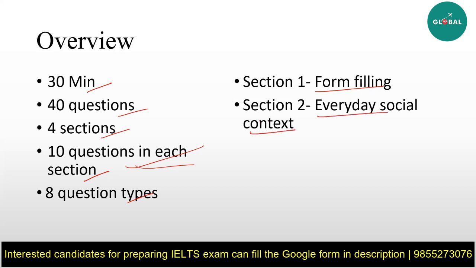The second is a conversation in an everyday social context. This could be anything from going to the market or visiting a museum and someone explaining the map of the museum to you. So, section two is a conversation about an everyday social context, and it always happens between 2 to 3 people.